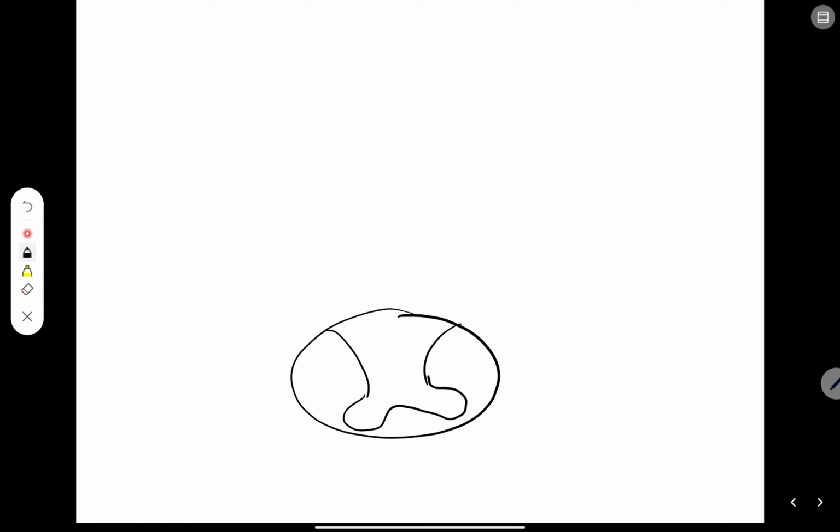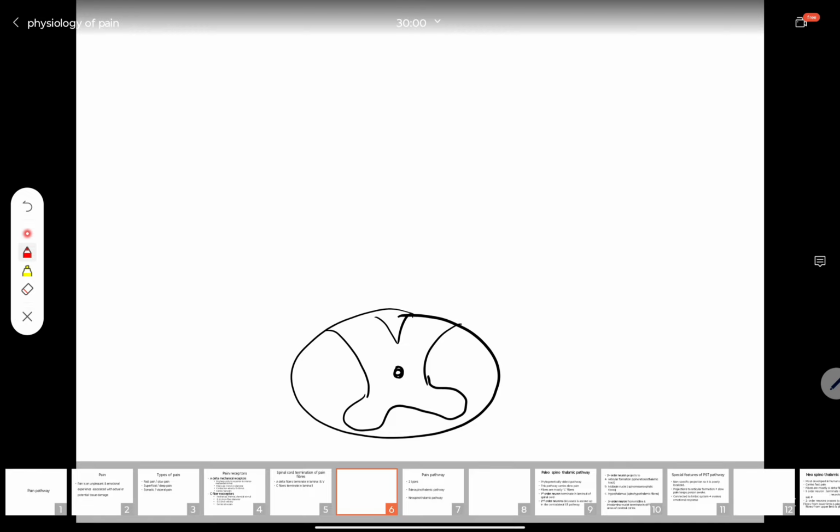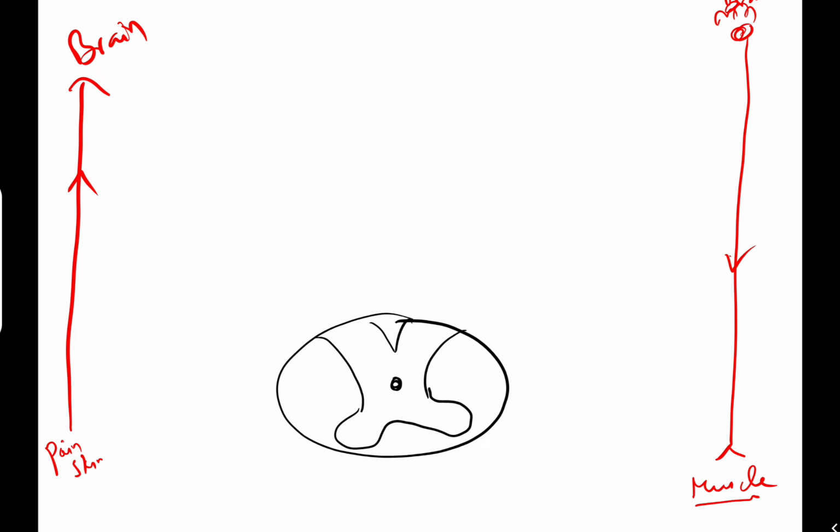Before I move into the pathway proper, some simple information you need to understand. This is a spinal cord, this is the dorsal horn, this is the anterior horn, and this is the central canal of the spinal cord. For any pathway, let us understand what ascending and descending tracts are. When a person experiences pain from the skin, that information has to go to the brain, and that is carried by an ascending tract.